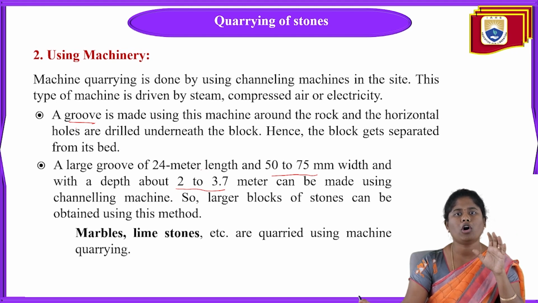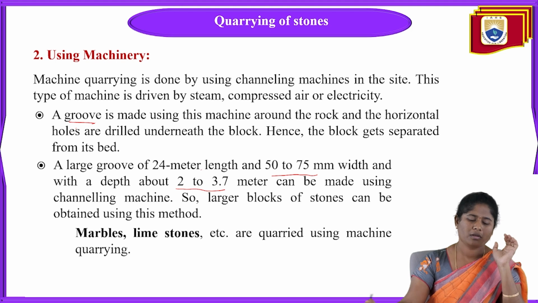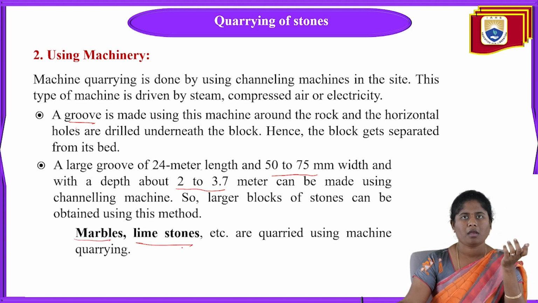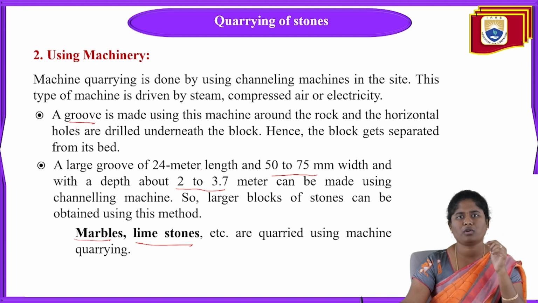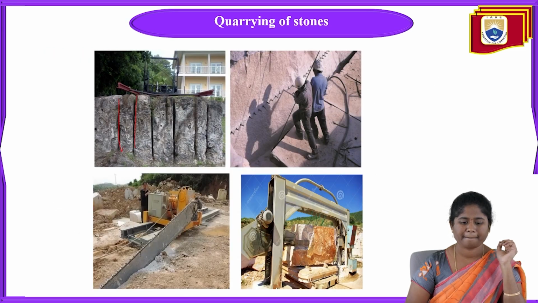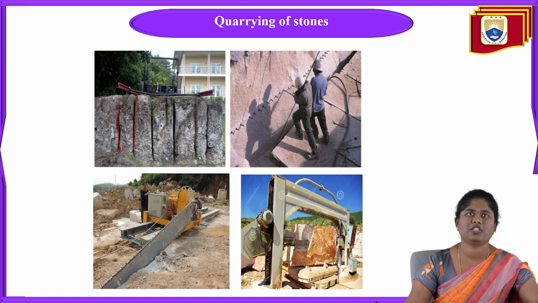So that's why larger blocks of the stones can be easily obtained. Some of the examples are marbles and limestones, and in this process marbles, limestone and so on are quarried by using machine quarrying. Here you can see the overall pictures.